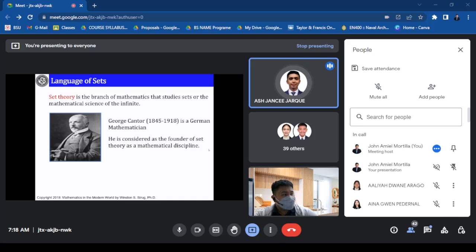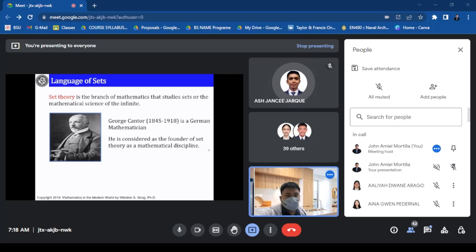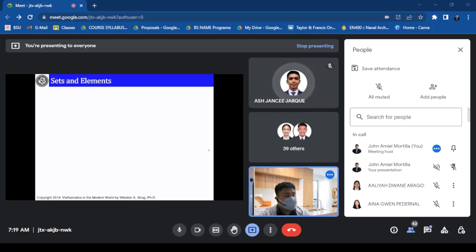Set theory is the branch of mathematics that studies sets or the mathematical science of the infinite. George Cantor is a German mathematician. He is considered the founder of set theory as a mathematical discipline. Okay, so set theory studies sets, the mathematical science of the infinite.